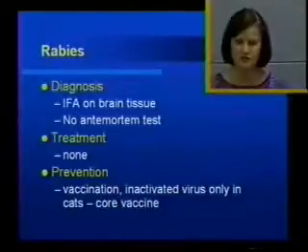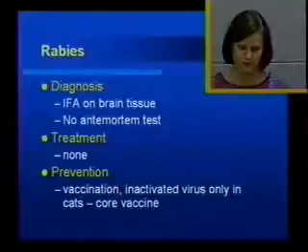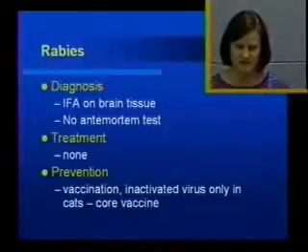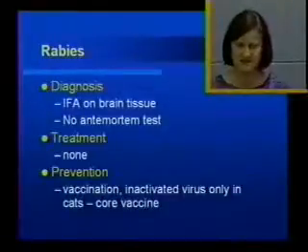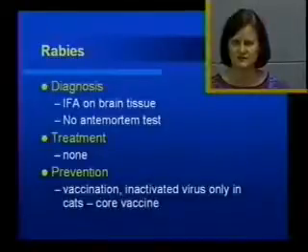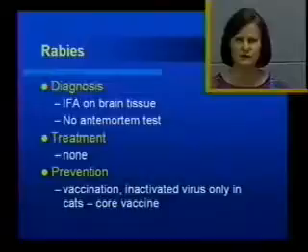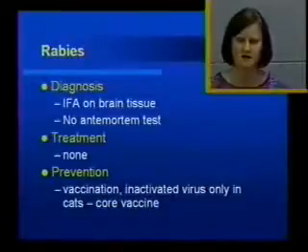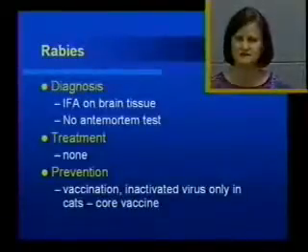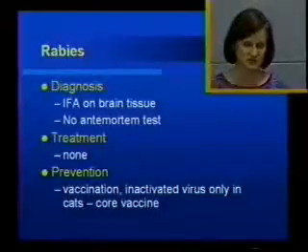Prevention is by vaccination, which is very reliable, and we can only use inactivated rabies vaccine in cats, because the live virus vaccines in cats have actually induced rabies in a few instances, but currently only inactivated rabies vaccines are available in this country, and this is another core vaccine that all cats should get.